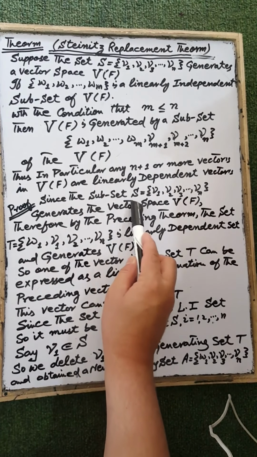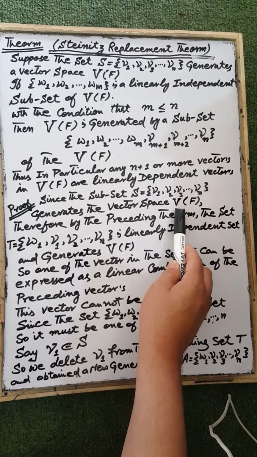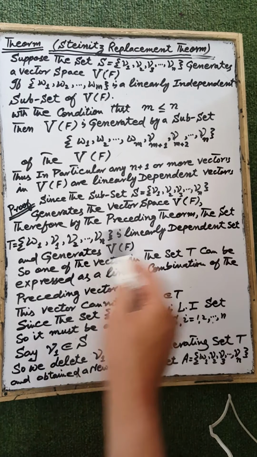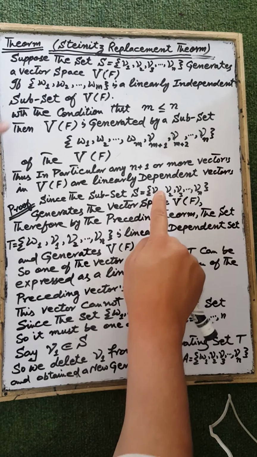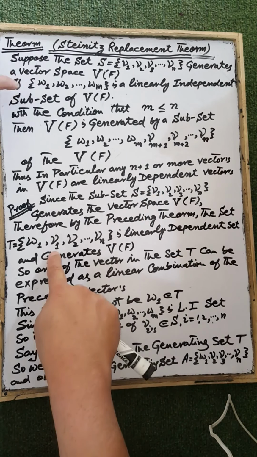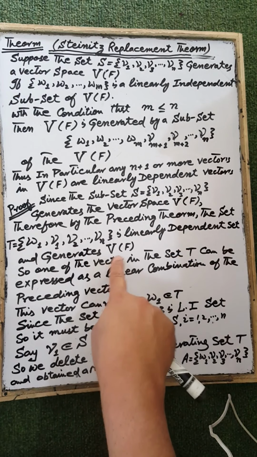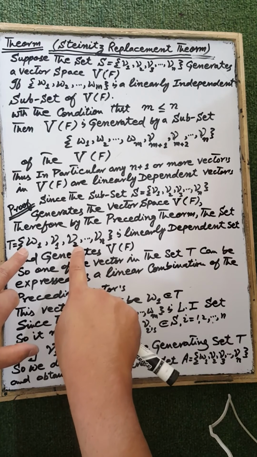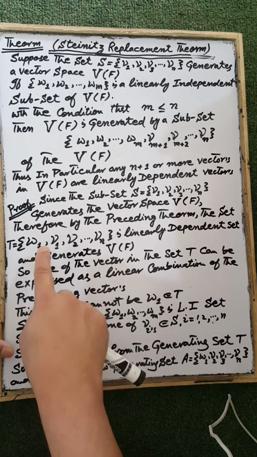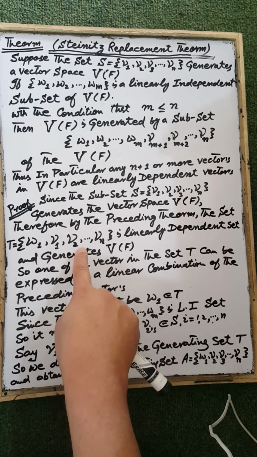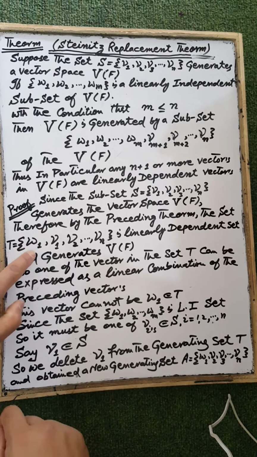Proof. Suppose that the subset S consisting of the elements V1, V2 up to Vn generates the vector space V over the field F. Then by the preceding theorem, the set W1, V1, V2 up to Vn, that is, in this set we include the vector W1, we obtain another set T. This set also generates the vector space V over the field F, but this set is a linearly dependent subset of V. Then by that theorem, one of the vectors from this set T is a linear combination of the preceding vectors. This vector cannot be W1.